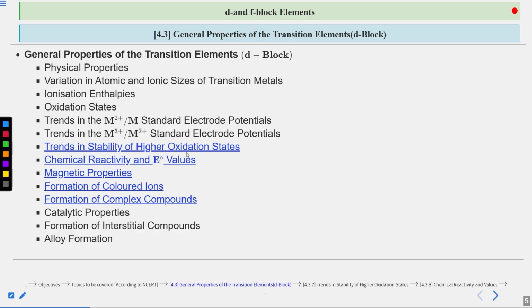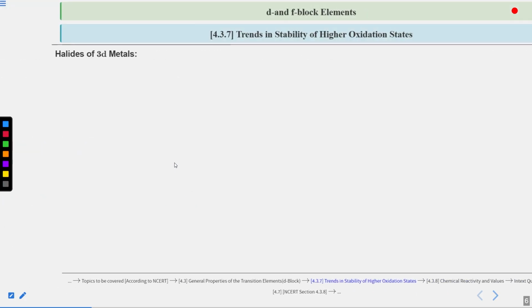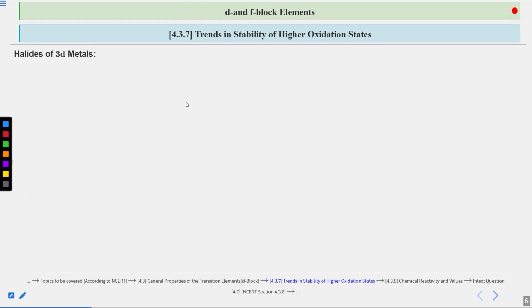So let's begin with today's lecture, starting with the trends in stability of higher oxidation states. In this subsection 4.3.7, first we will talk about the halides of the 3d metals. That means the metals in the 3d series or the 3d block, and the halides formed by them. Okay, the halogen compounds formed by the 3d metals.